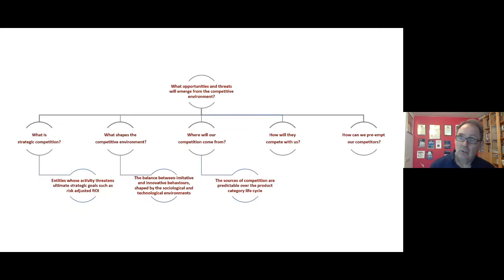So now we can answer our third question. Because our strategic competition is anyone who threatens our ROI, and because the competitive environment is shaped by the social and technological environments, we see a balancing causal loop, which results in a product category life cycle, and the sources of strategic competition depend on where you are in that life cycle. So now we're left with those two questions. How do different strategic competitors compete with us, and what can we do about it?